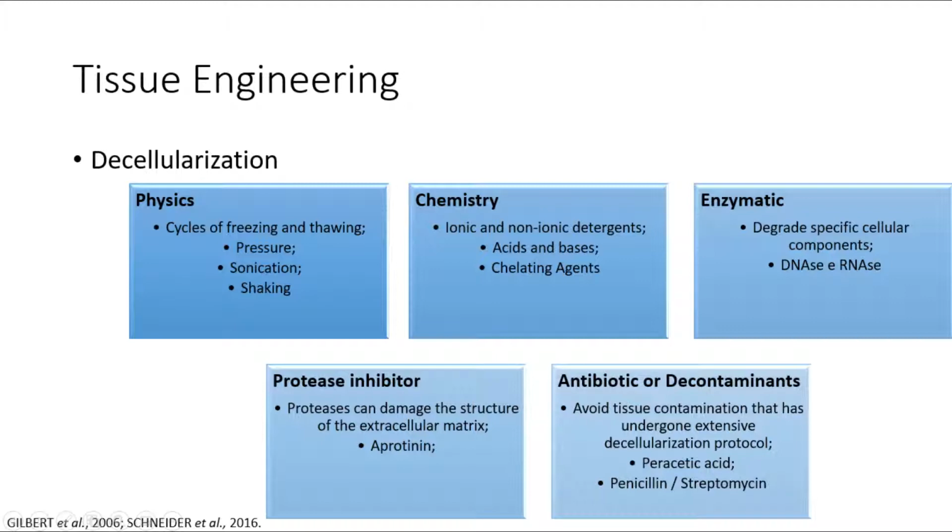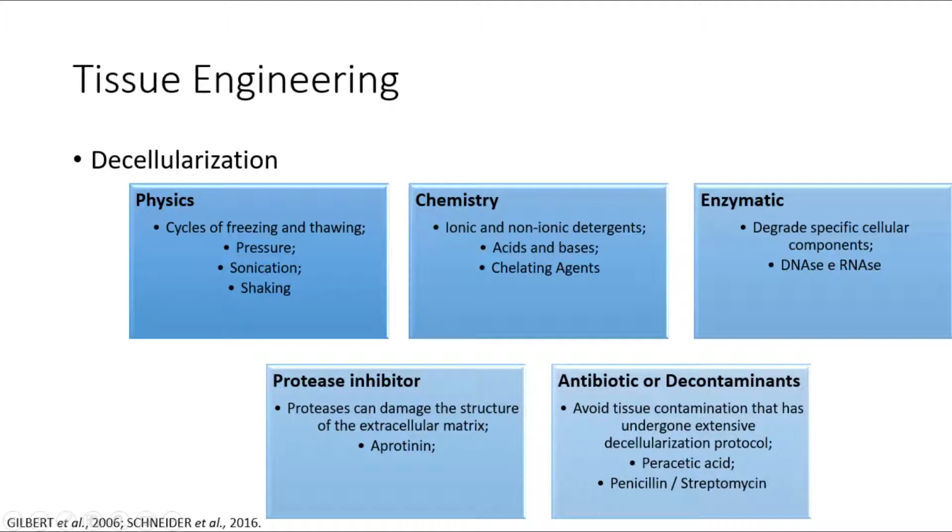Extracellular matrix scaffolds are produced by a cellular content removal process with minimal loss of constituents. In the literature, 5 categories are described for extracellular matrix decellularization procedures. 1. Physics, by cycles of freezing and thawing, pressure, sonication or stirring, in which the choice of method is dependent on the composition, volume, and density of the tissue.